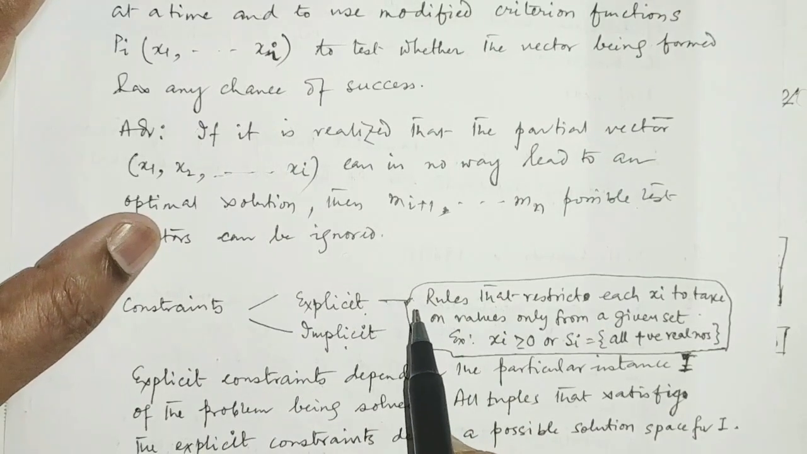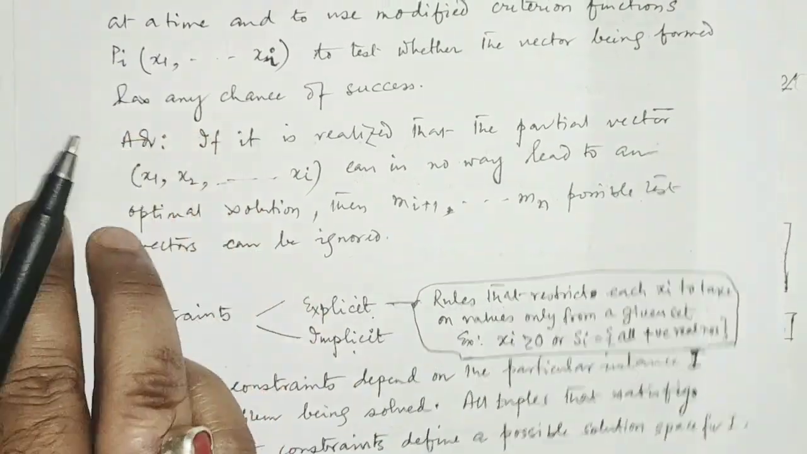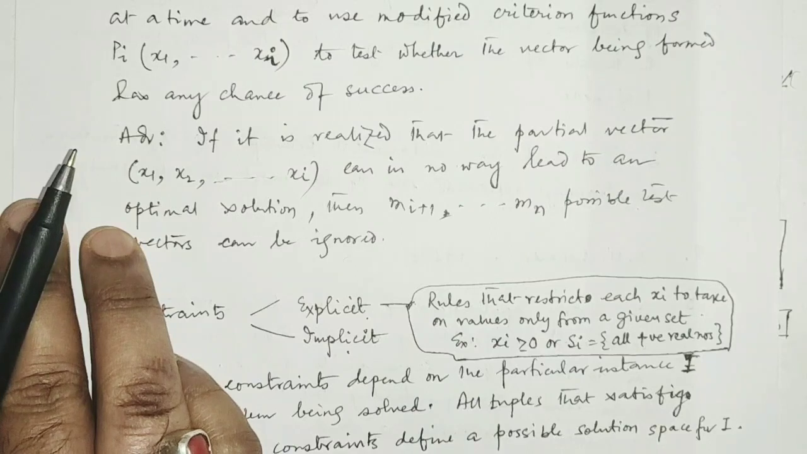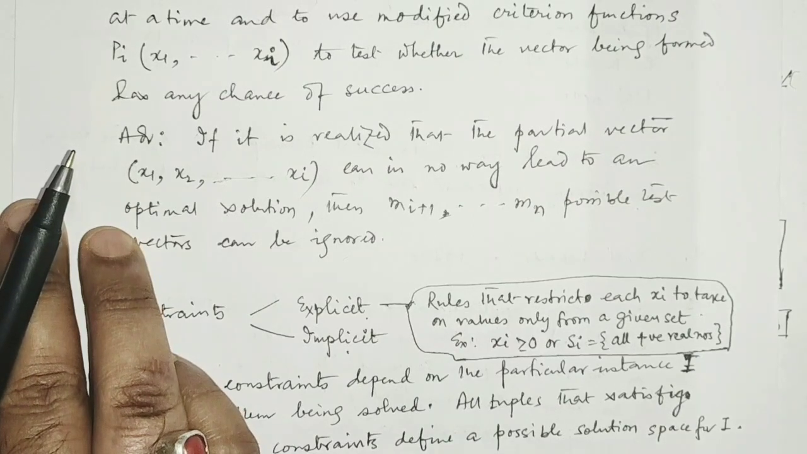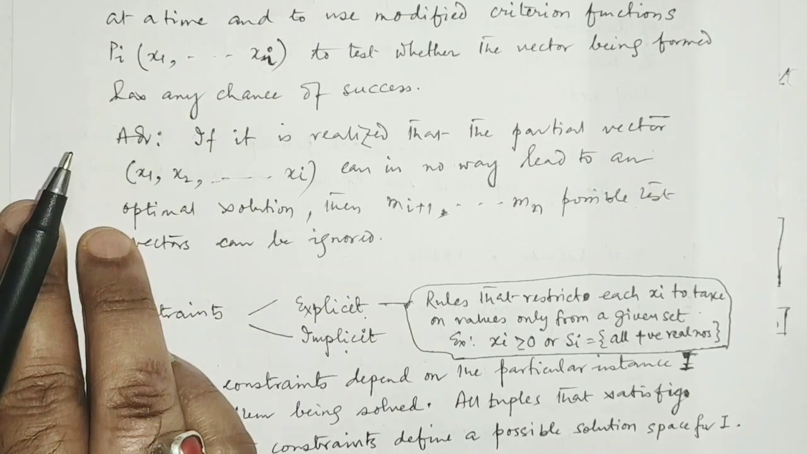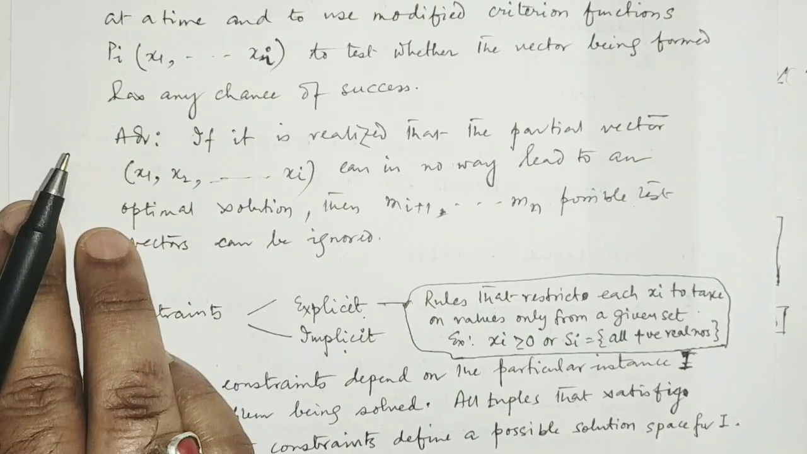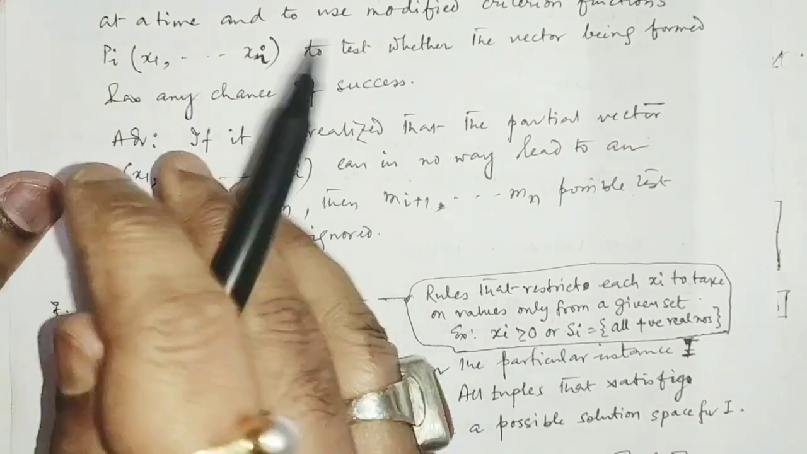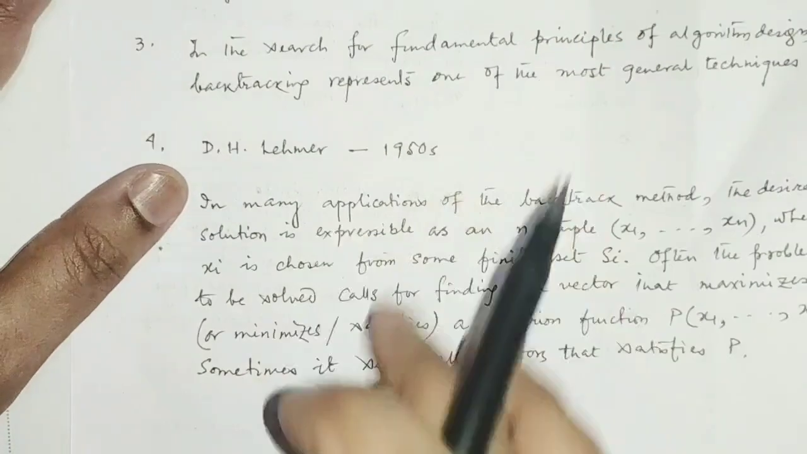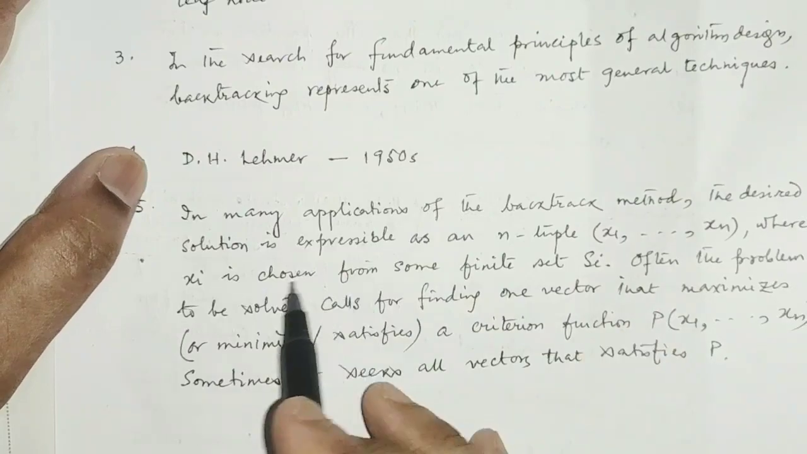So what about explicit constraints? These explicit constraints are the rules that restrict each xi to take on values only from a given set. That means explicit constraints are rules that restrict each xi to take on values only from a given set. This xi, we are talking about the xi, that is what we mentioned here, that this xi is chosen from a finite set.